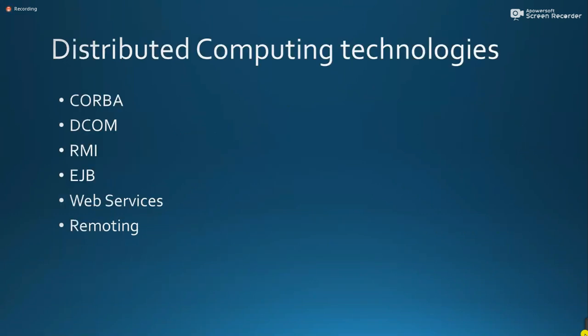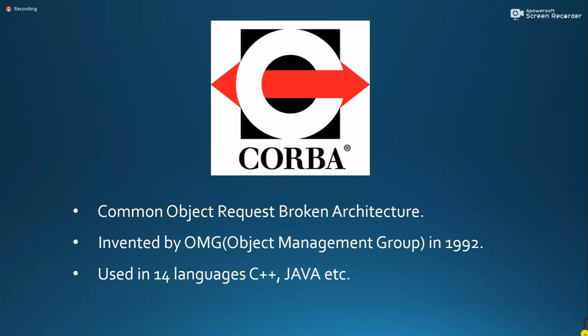Like CORBA, DCOM, RMI, EJB, web services, remoting. All these are different distributed computing technologies. CORBA is the Common Object Request Broker Architecture, invented by the OMG, Object Management Group, in 1992. It is used across 14 languages for distributed computing.